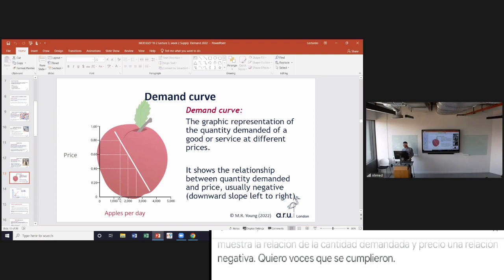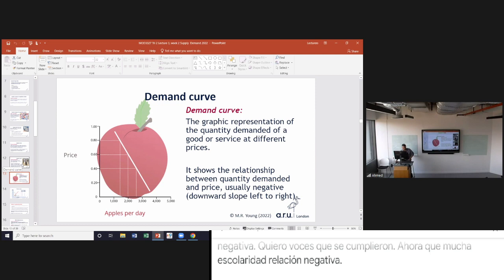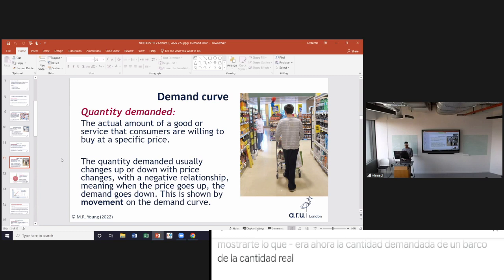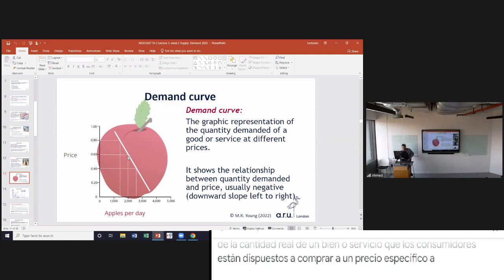Okay, let's go back on. We didn't do this slide. I just want to show you what negative relationship was. Now, quantity demanded, the actual amount of a good or service that consumers are willing to buy at a specific price. So let's look at that. At the price of 60, consumers are willing to buy 2,000. Right? That's the quantity demanded at that price.